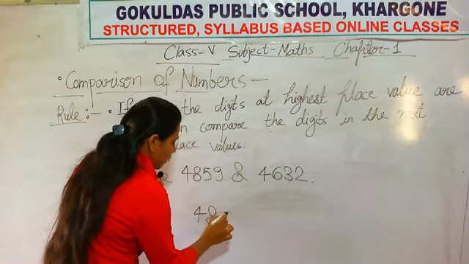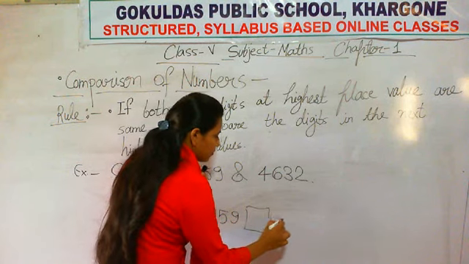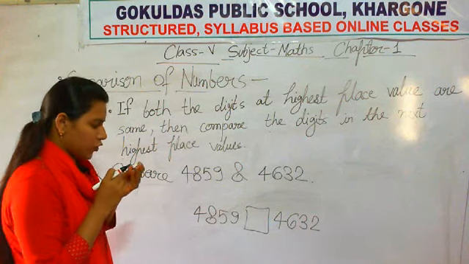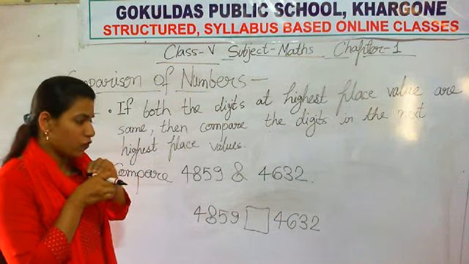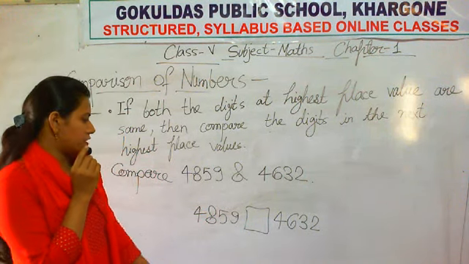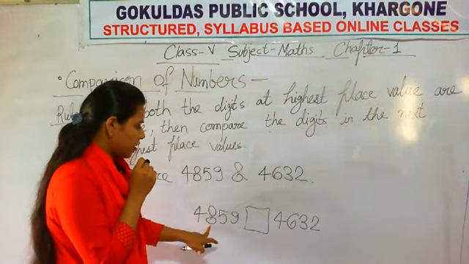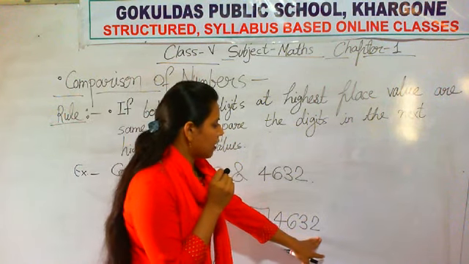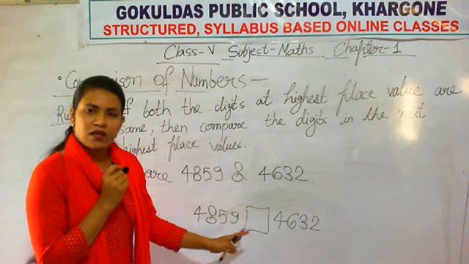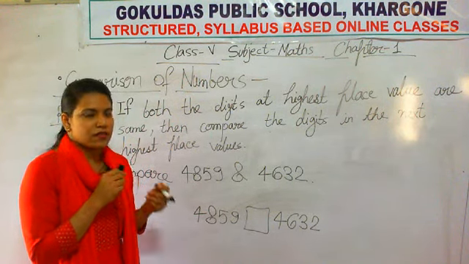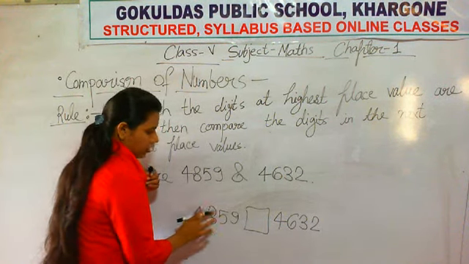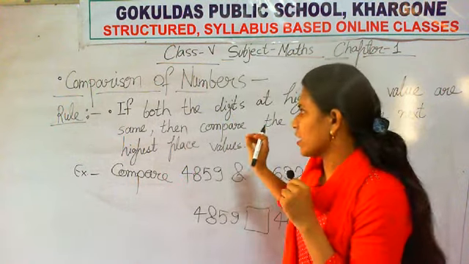First of all, write both the numbers. I have written both the numbers. Now what will you do? According to the first rule, you will count the digits in both the numbers. So start counting. In the first number 1, 2, 3, 4 digits are here. And in the other number 1, 2, 3, 4 digits are here. So according to the first rule, we counted the digits. Here rule number 1 is not applying. Then come to rule number 2.